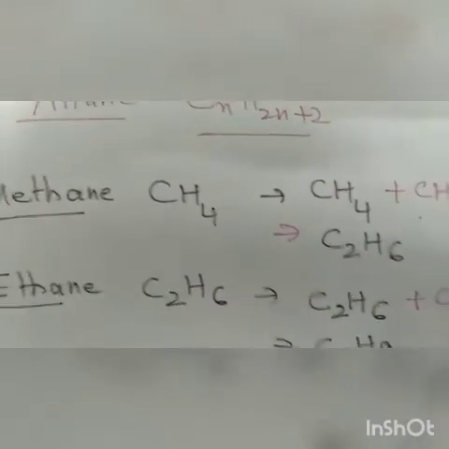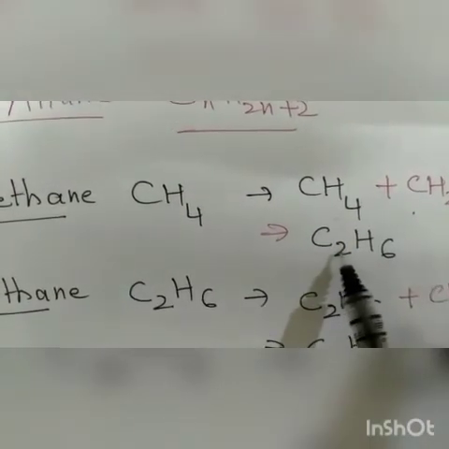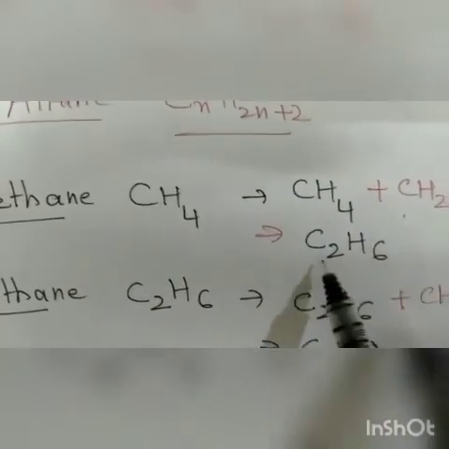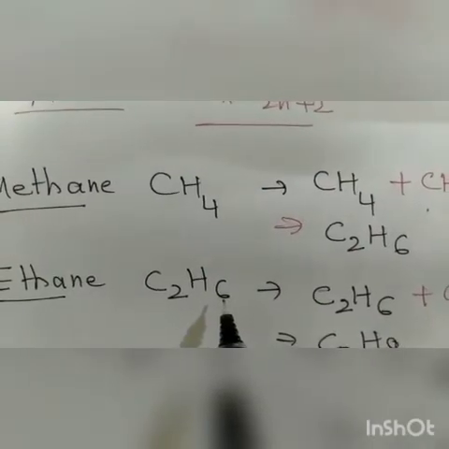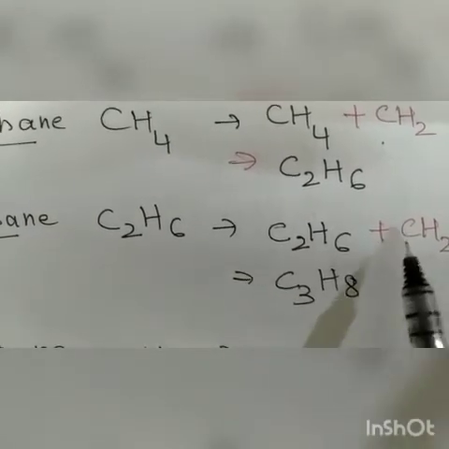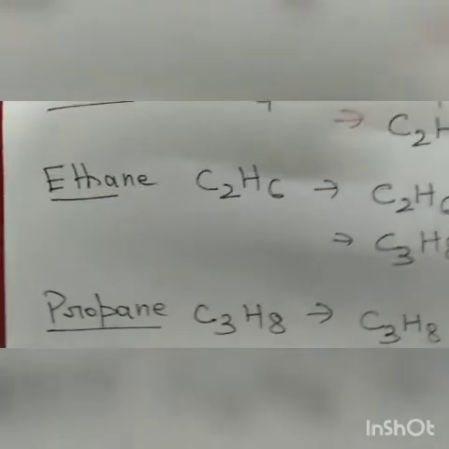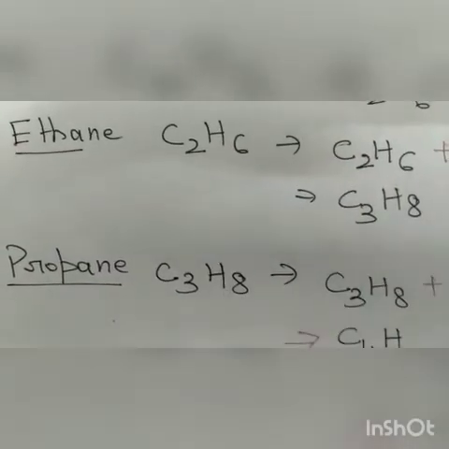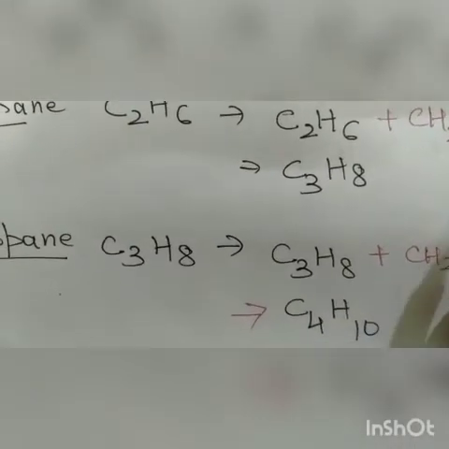This is CH4. Now if I add CH2 here, what will you get? The total number of carbon atoms is 2 and the total number of hydrogen atoms is 6. So you get C2H6, which is the formula of ethane. Now if in ethane I add CH2, you get C3H8, because the total number of carbon atoms is 3 and hydrogen atoms is 8, and C3H8 is the formula of propane. In propane, if I add CH2 again, you get C4H10, which is the formula of butane.